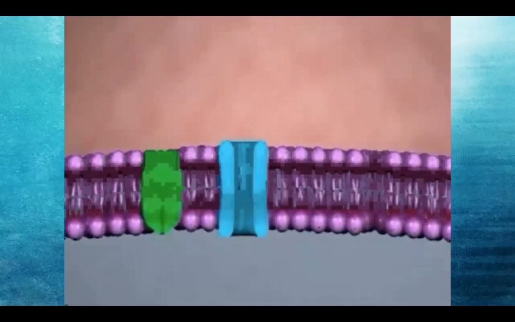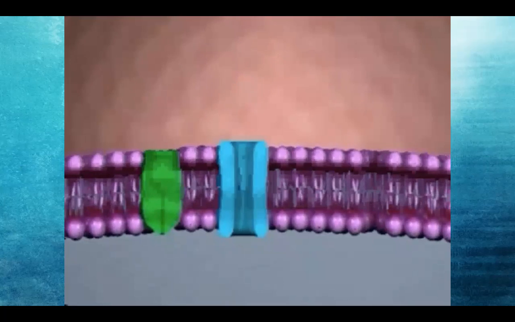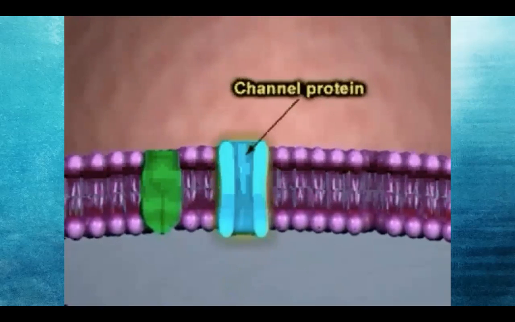Proteins form channels through the lipid bilayer. These channels allow certain particles to cross the cell membrane. Ions, such as this chloride ion, have a charge. Charged particles cannot pass through a lipid bilayer, but ions can move into and out of cells through a channel protein.